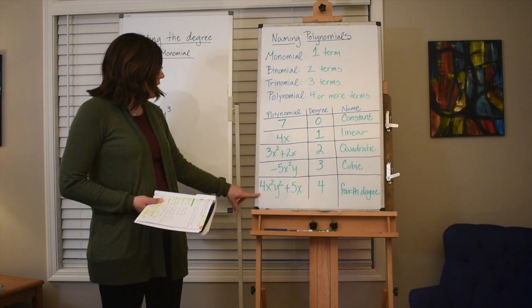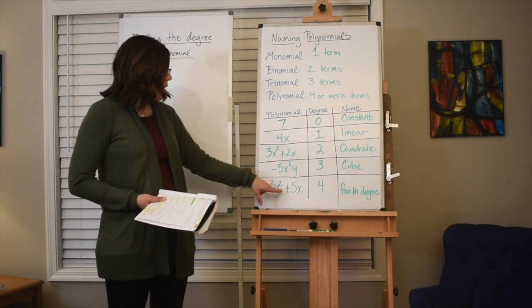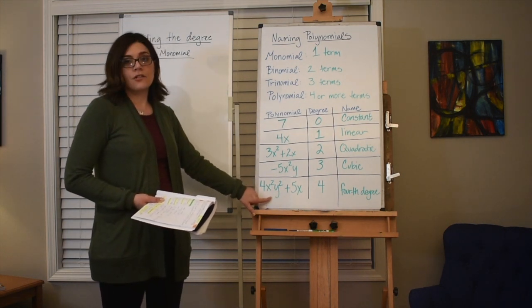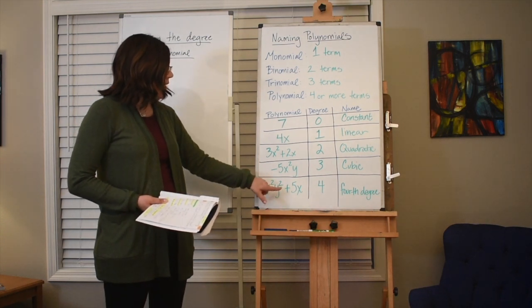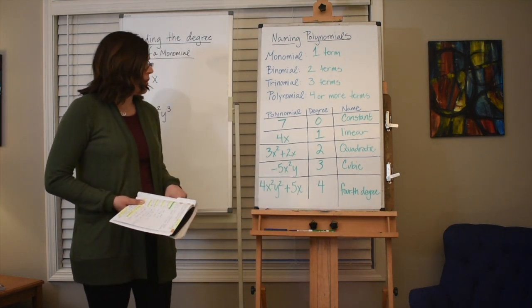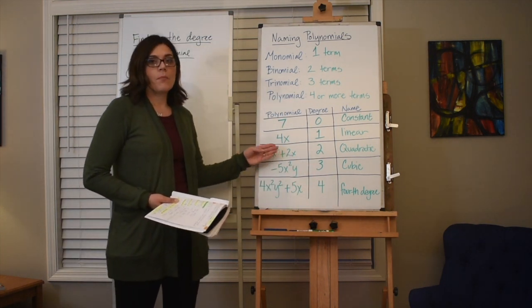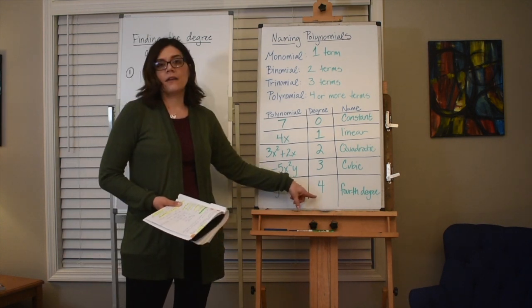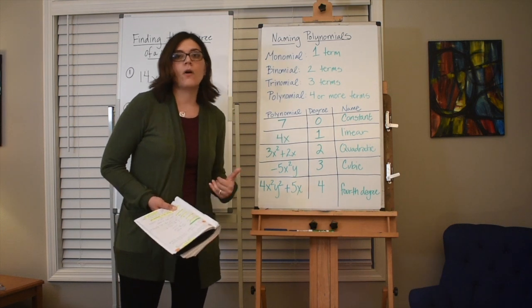And then down here we have a chunkier expression, 4x squared y squared plus 5x. Obviously this has the highest degree, and if we add together the exponent of x and y, it's a 4th degree polynomial. And you'll notice that anything higher than a cubic monomial or expression, we just call it by the name of its degree. So 4th degree, 5th degree, and so on.